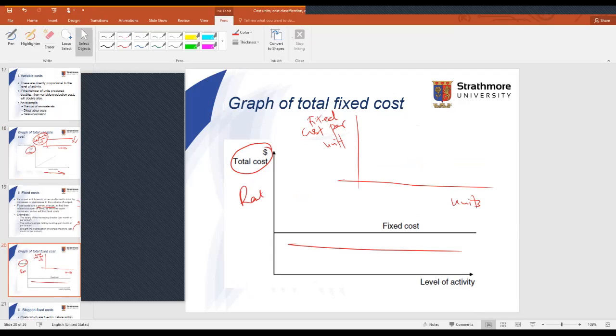So it does not matter whether you produce 1 kg of momo or you produce 1,000 kgs of momo, the rent you pay is the same. That's what we say, that the rent is therefore a fixed cost. Now what if we determine the fixed cost per unit, being our dependent variable here, and here it's the level of activity that we have. How will the cost be like? How will a graph appear?